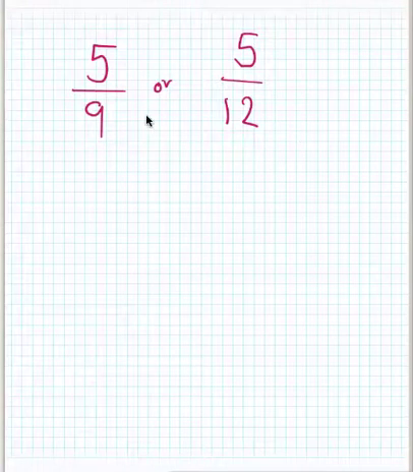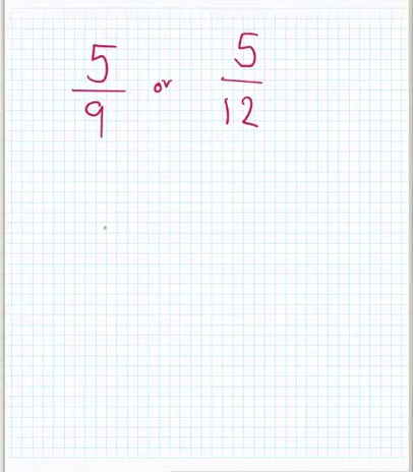If we look at this first example, we've got 5 over 9 and 5 over 12. Now when it comes to ordering fractions and figuring out which one's bigger than the other, it's important to estimate first. Sometimes it's easy to estimate and you can see straight away which one's larger. Other times it's not so simple and we have to figure out a way to do this.